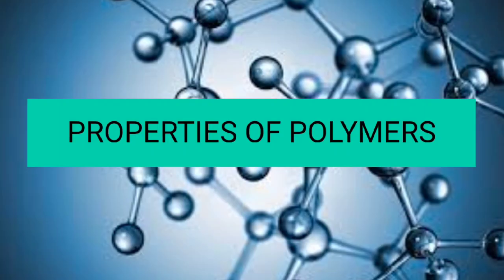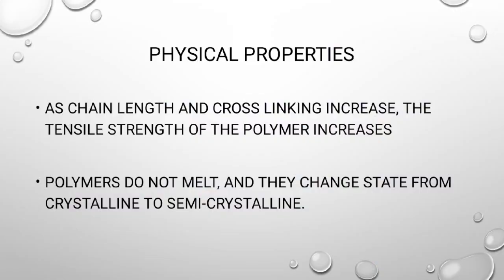So the next subtopic would be the properties of polymers. So there are two types. These are the major properties of polymers, which are physical properties and chemical properties. So first is the physical properties. So in the physical properties of the polymer, as chain length and cross-linking increase, the tensile strength of the polymers increases also. And polymers do not melt and they change state from crystalline to semi-crystalline. So that is the physical properties of the polymers.